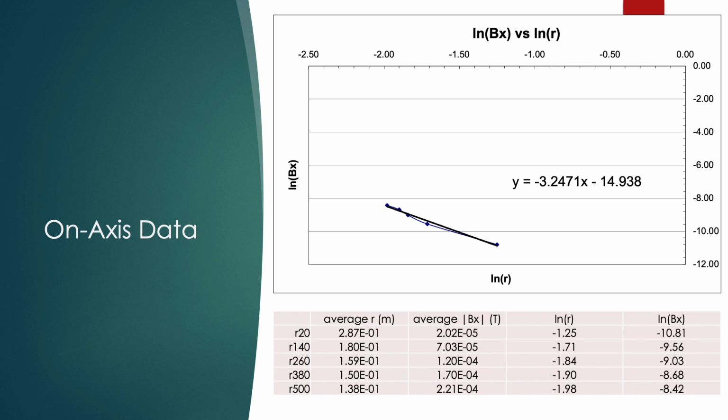Here's the data I collected from my on-axis measurements. Utilizing the logarithmic form of the distance dependence equation, we can produce a graph and line of best fit for the data where natural log of r is on the x-axis and natural log of field's x component is on the y-axis. This equation helps us find k and n. Here we have that ln of k equals negative 14.938 and n is equal to negative 3.2471.